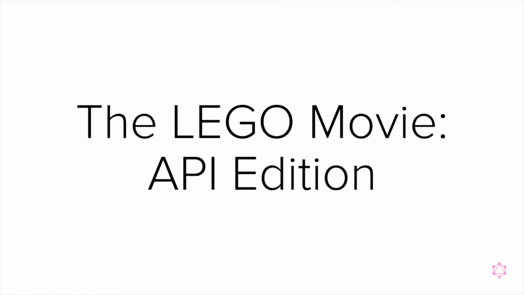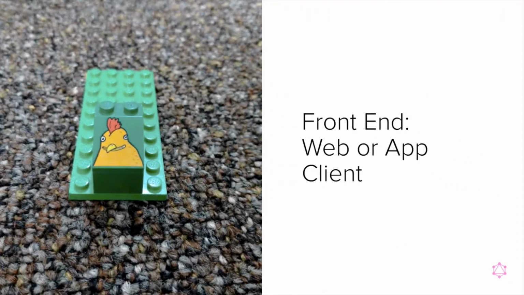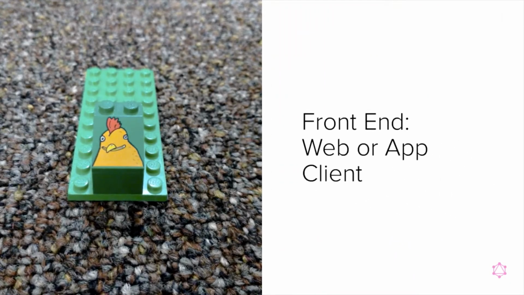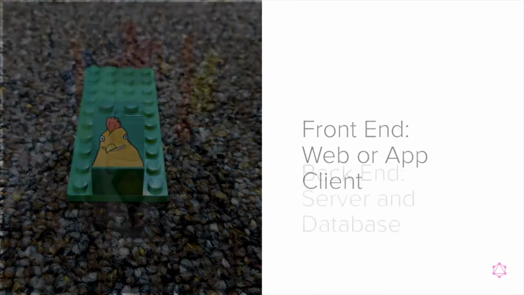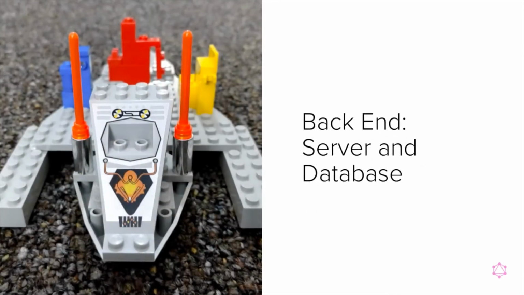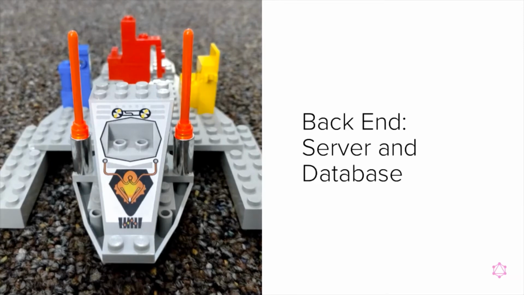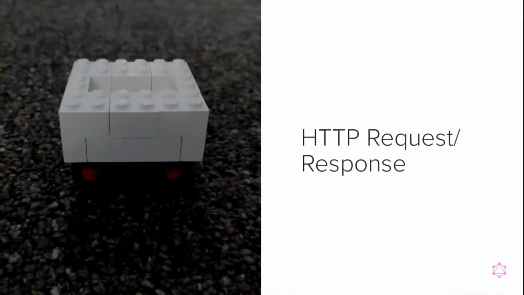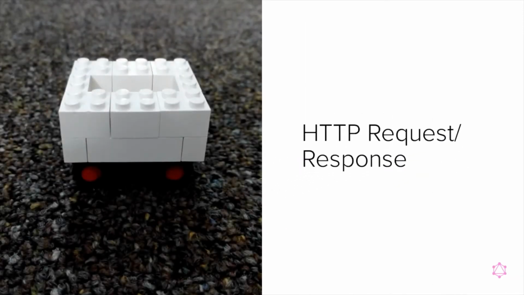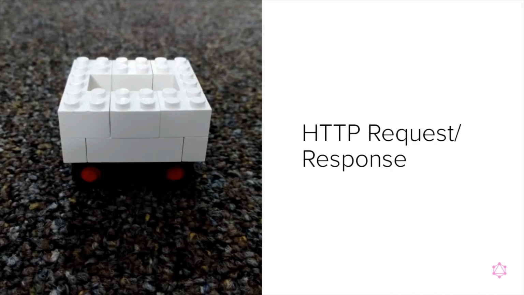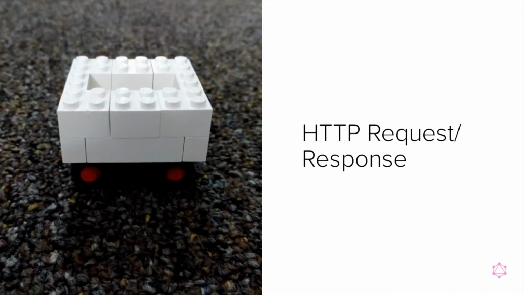Let's introduce our cast. First, we have the front end, which in this case is a client for a mobile or web application. Next is our big, beefy server and data stores, such as a SQL or NoSQL database. This cart represents HTTP technologies such as requests and responses, which will be carrying our data back and forth.